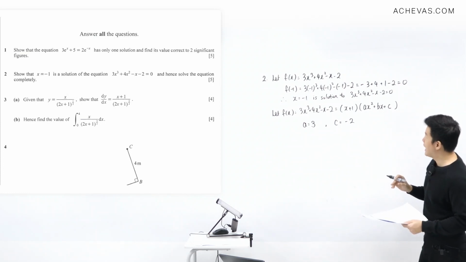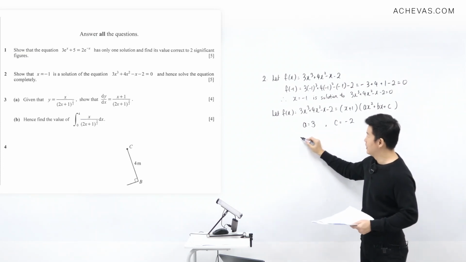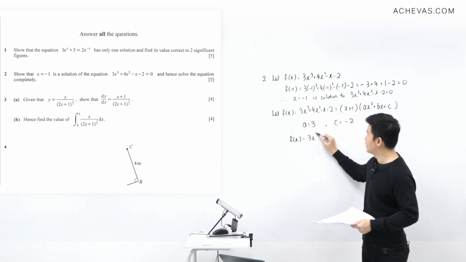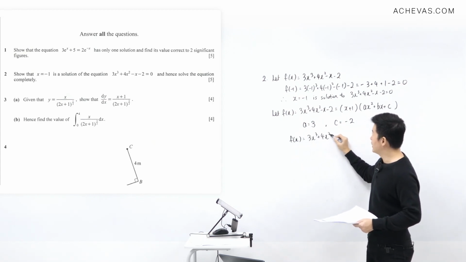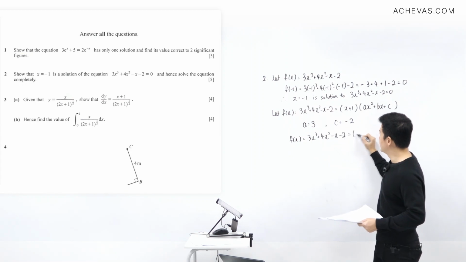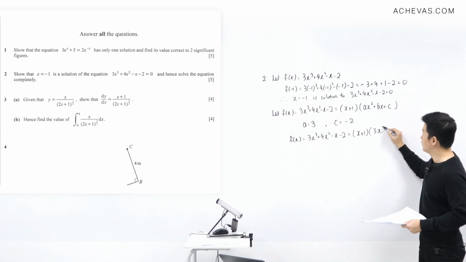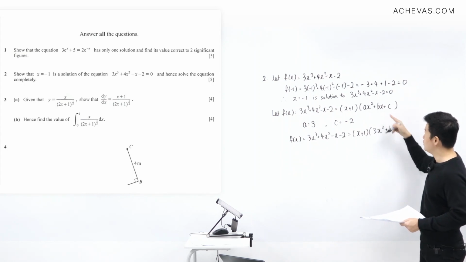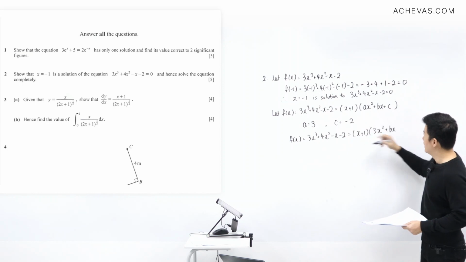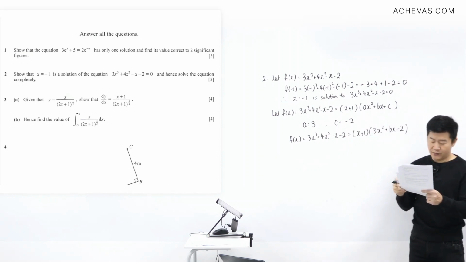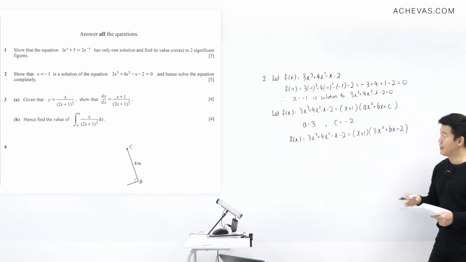So now we have, okay, let me just rewrite this, okay? So now we have fx, which is equal to 3x to the power of 3 plus 4x squared minus x minus 2. This is going to be x plus 1. A is 3. So this plus b, okay, we still have yet to get b, then this is minus 2. In order for us to find the value of b, I'm going to do one more comparison.